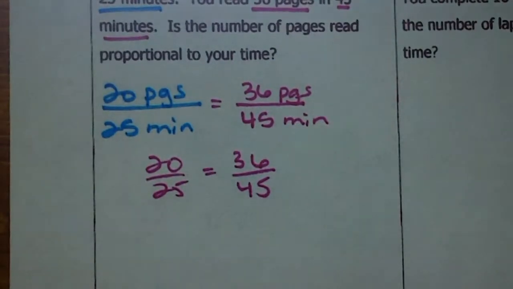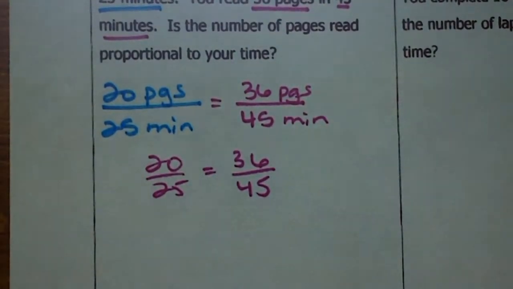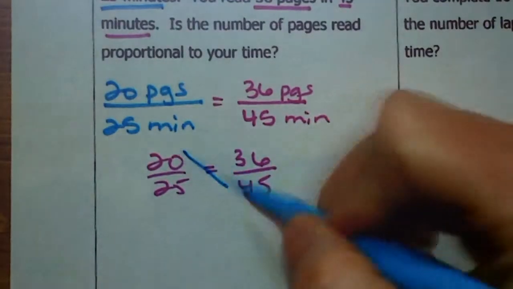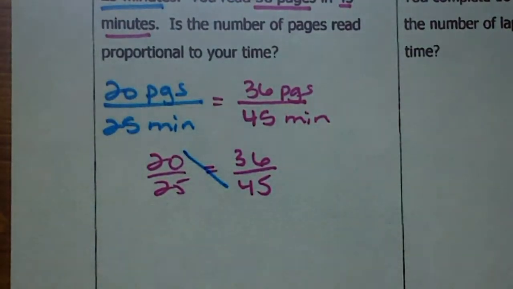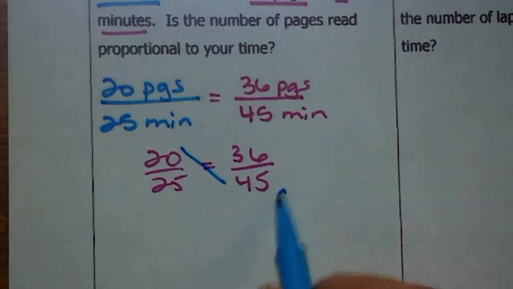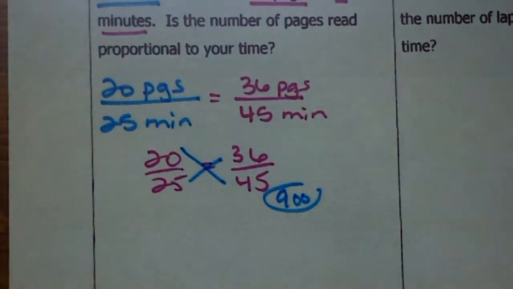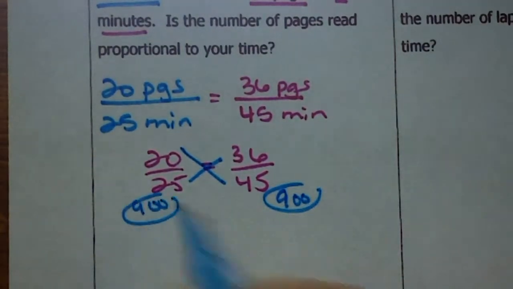We can either simplify both of those and see if they come out to be the same thing. We could find the unit rate and take top divided by bottom for both to see if we get the same thing. Or we could use our cross products property and see if we get the same thing. I'm going to use that just because it's kind of a new one. So if you take 20 and multiply it by 45, I get 900. And if you take 25 times 36, you get 900.